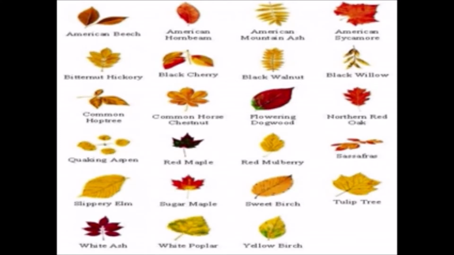These are the leaves of different plants and trees: American beech, American hornbeam, American mountain ash, sycamore, bitternut hickory, black cherry, black walnut, black willow, common hop tree, common horse chestnut, flowering dogwood, northern red oak, quaking aspen, red maple, red mulberry, sassafras, slippery elm, sugar maple, sweet birch, tulip tree, white ash, white poplar, yellow birch.